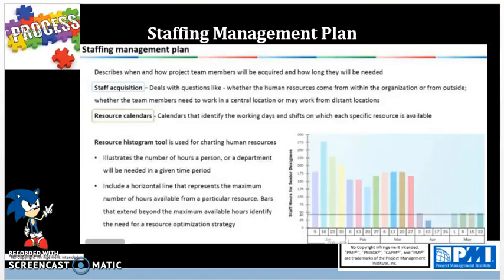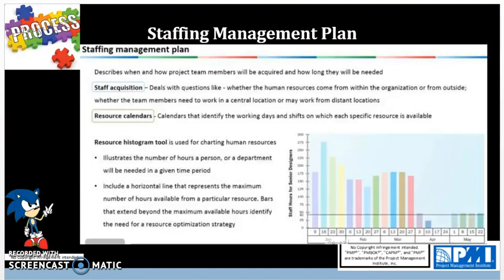Then you have resource calendars, and these are calendars that identify the working days and shifts on which each specific resource is available. And also within that calendar, you also have resource histograms that show the charting of human resources. You can see here that the line is drawn at 40 hours.